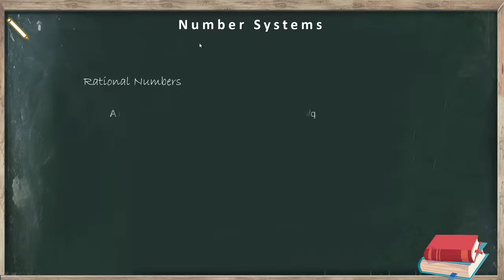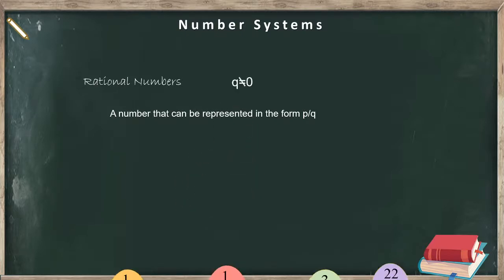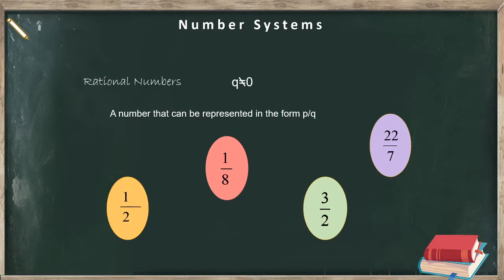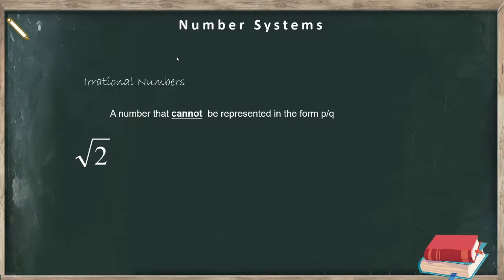Rational numbers. Any number that can be represented in the form p by q, provided q not equal to 0. For example, 1 by 2, 1 by 8, 3 by 2, 22 by 7. Now irrational numbers. Any number that cannot be represented in the form p by q. For example, root 2. Now why are they called irrational? Because they are not rational. Okay, now root 2. What is the problem with root 2? Why am I calling it irrational? Because this is the value.